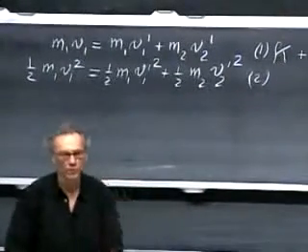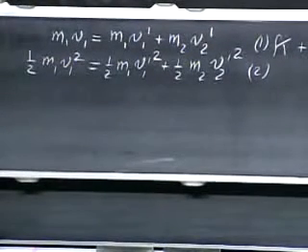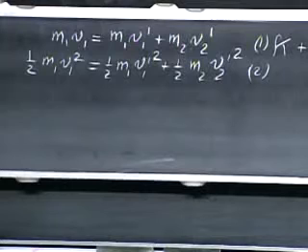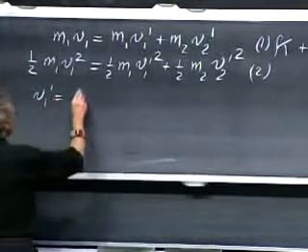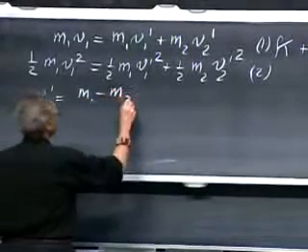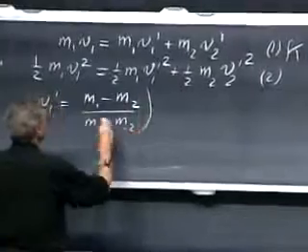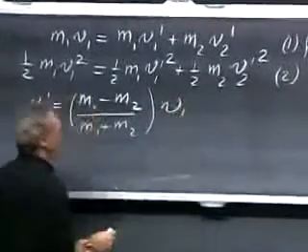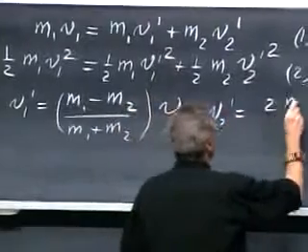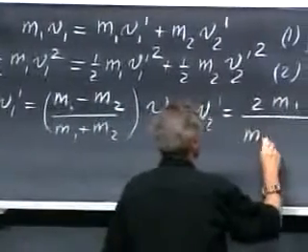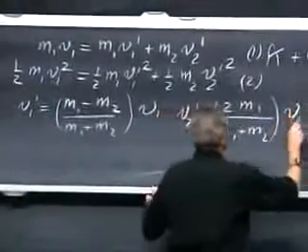You can solve them. They're solved in your book. I will simply give you the results, because the results are very interesting to play with. That's what we will be doing today. V1 prime will be (M1 minus M2) divided by (M1 plus M2) times V1. And V2 prime will be 2M1 divided by (M1 plus M2) times V1.